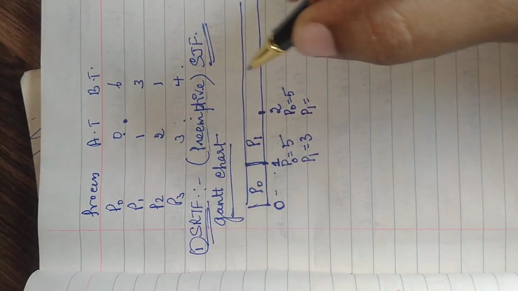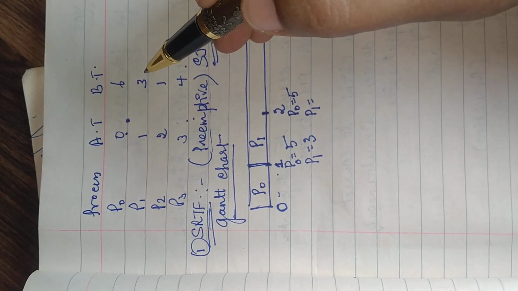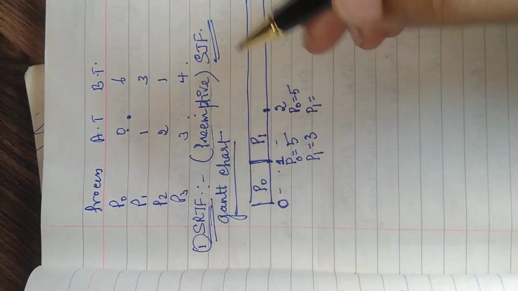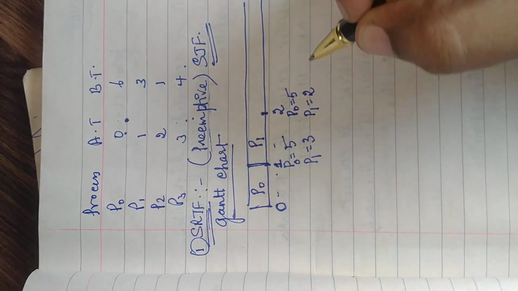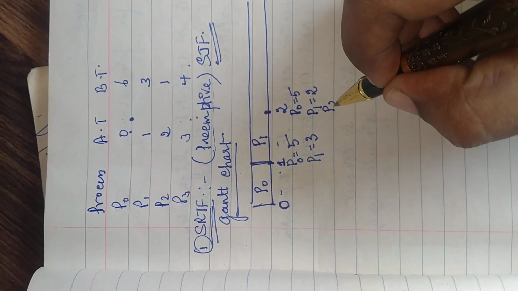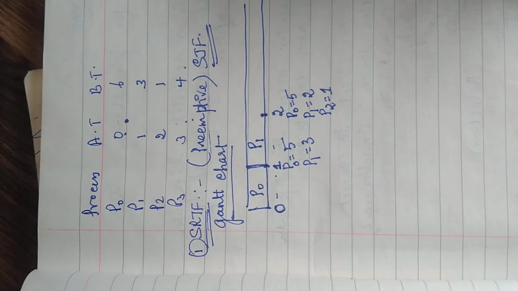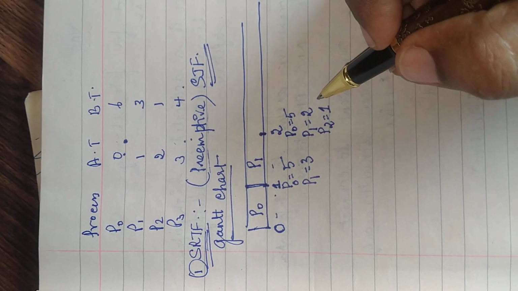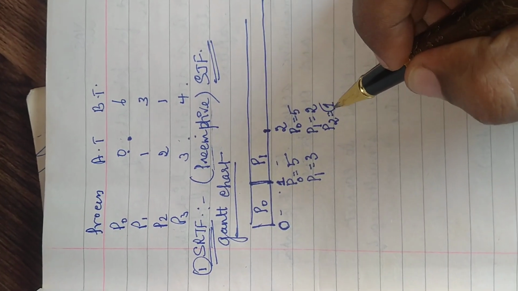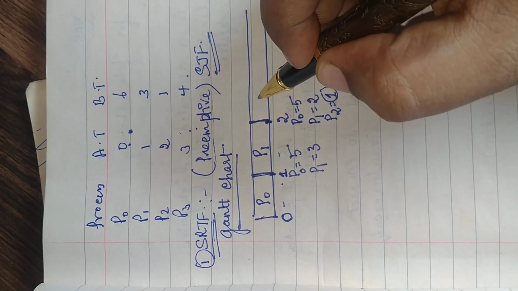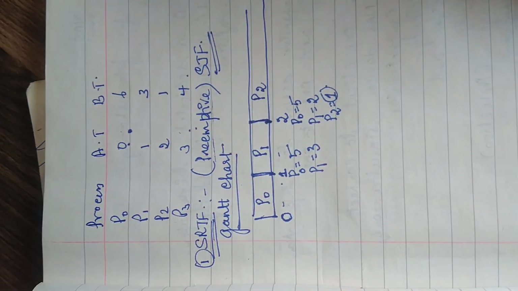And P1 actually required 3, but out of that 3, 1 millisecond has executed, so 2 are pending. And at 2 milliseconds you have one more process P2 coming in, which takes 1 millisecond to complete. Out of all this, which is the smallest one? P2. So what will you do? You will preempt P1 and give the control to P2.